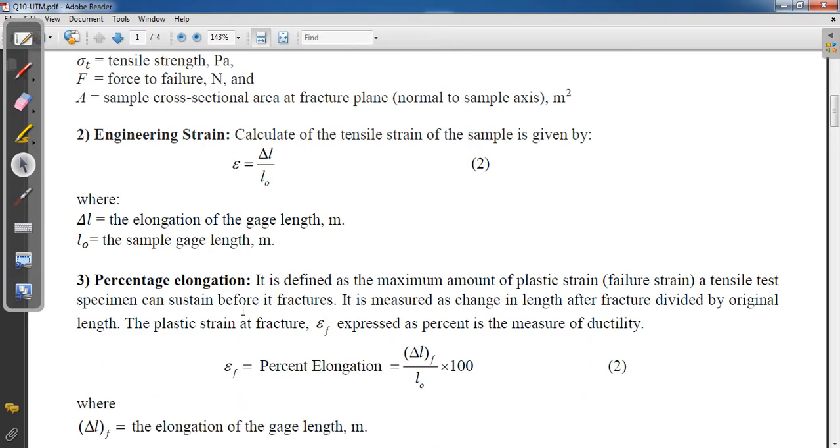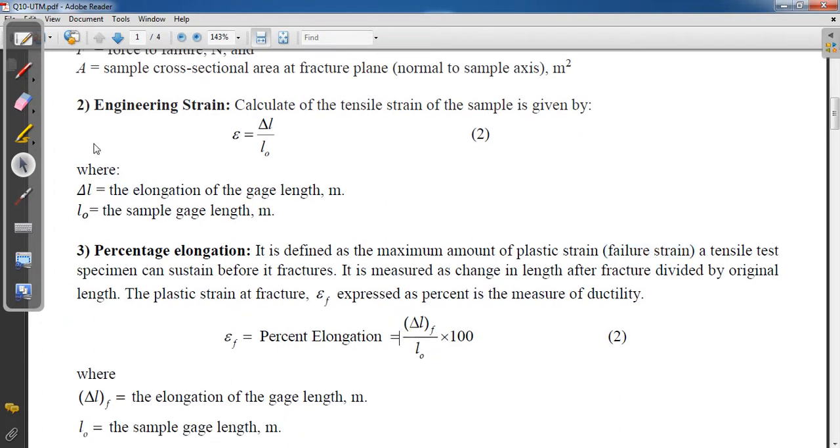Percentage elongation is defined as the maximum amount of plastic strain or failure strain that a tensile sample undergoes before it fractures. So we have to calculate this value only. Percentage elongation is the change in length at fracture divided by the original length into 100. So this value we have to calculate here.